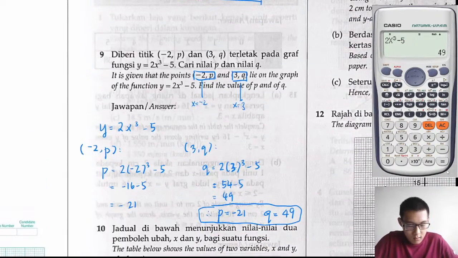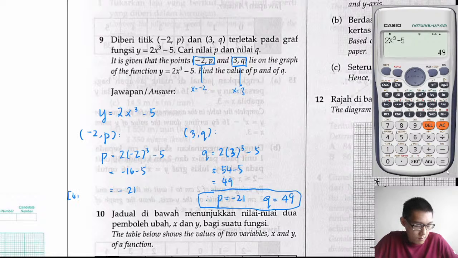Okay, so if the mark is 4 marks, that means more than 2 marks, we need to write down the solution steps already.